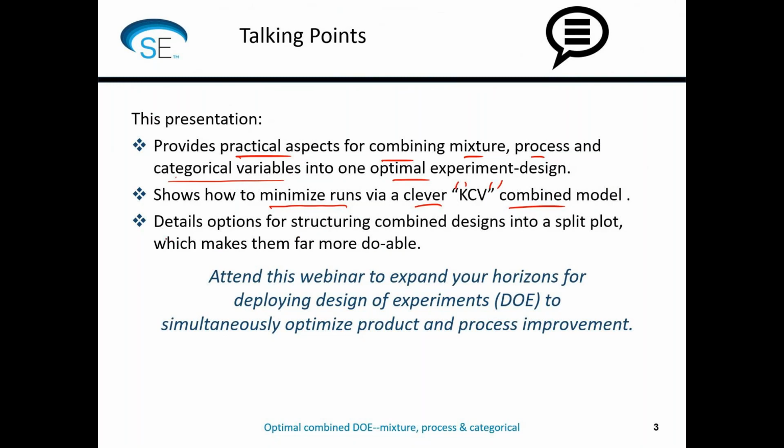And then some details for structuring these designs into a split plot, which allows them to be far more doable by dealing with what are called hard to change factors. And for example, kind of a really common issue with these combined designs is oven temperature, is not something that you can easily randomize. So we're going to combine those. So hopefully by attending this webinar, you'll be expanding your horizons, deploying DOE into structures that simultaneously optimize product and process improvement.